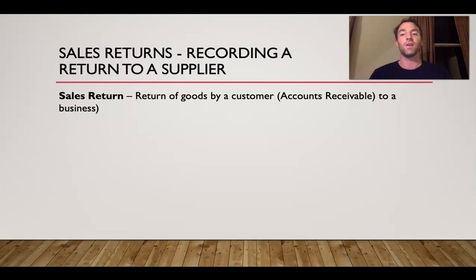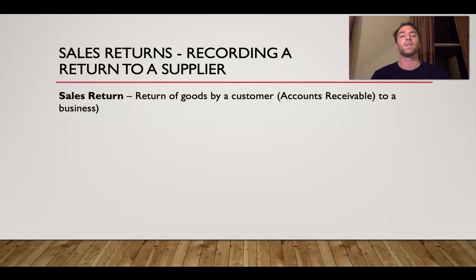So what is a sales return? Sales return, and the heading is incorrect, I'll update that. A sales return is a return of goods by a customer. That customer in our course is an accounts receivable, so it is a credit customer to a business.